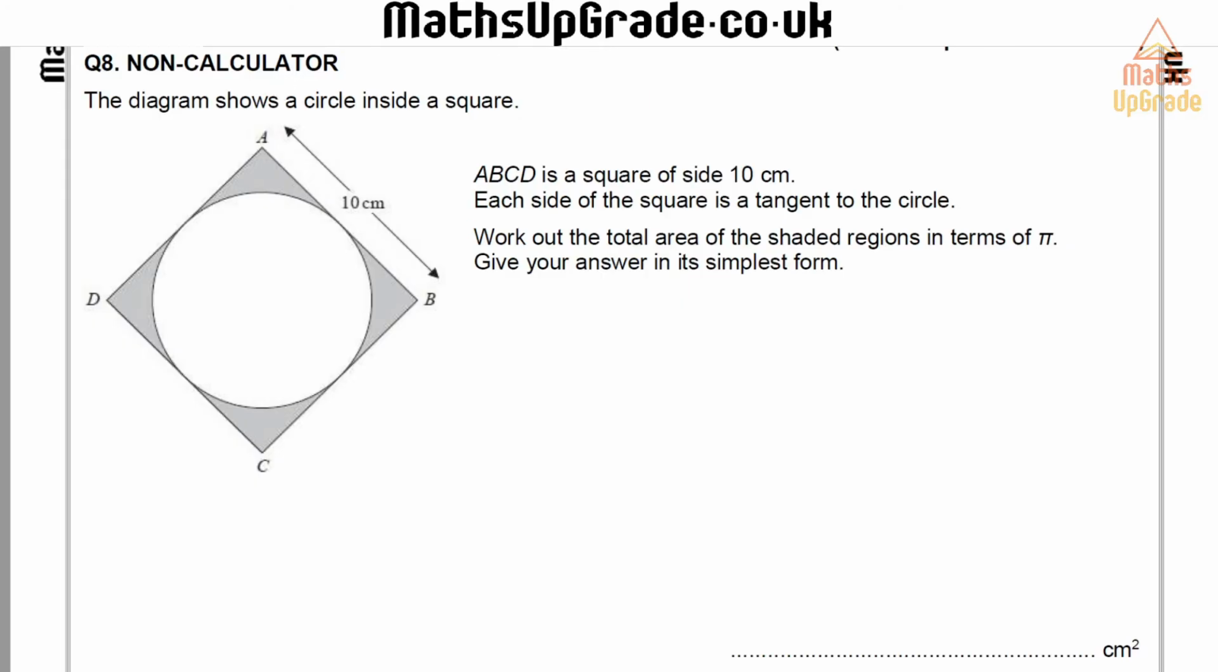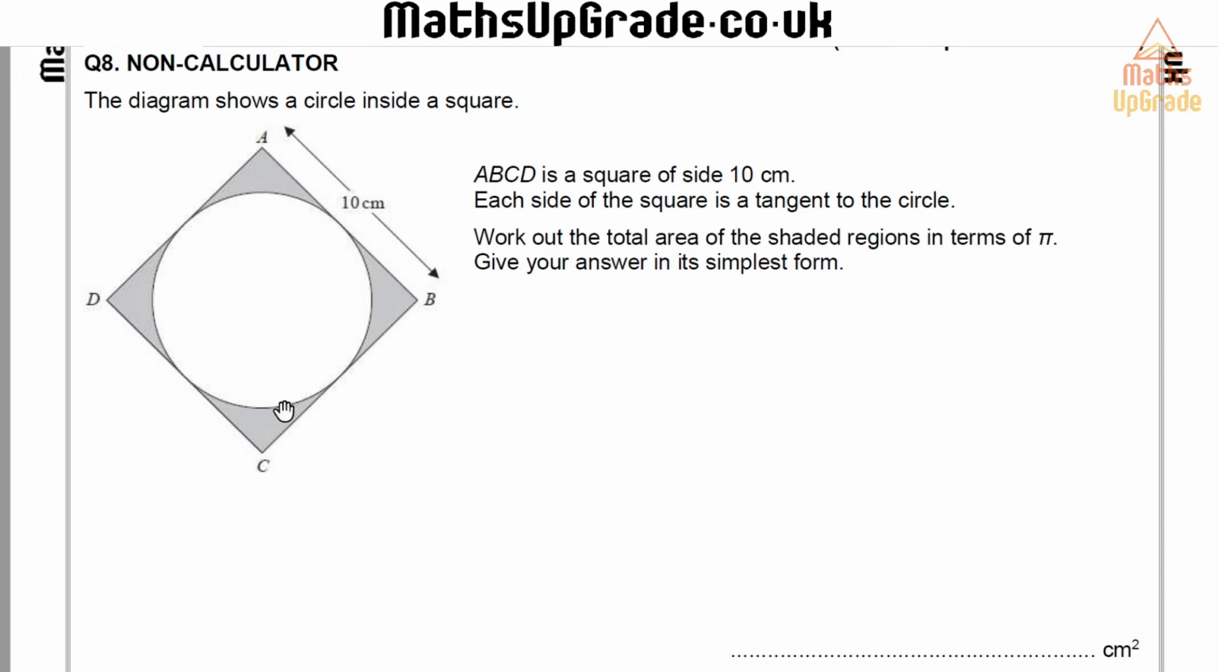Question 8. I'm given a circle inside a square. So this is a square, even though it's slightly diagonal, it is still a square. It's got a side of 10 centimeters. Each side of the square is a tangent to the circle. So what that means is this side of the square here is just touching the edge of the circle at just one point. Similarly all the way around. Work out the total area of the shaded regions in terms of pi. Give your answer in its simplest form. I'm asked to work out the total area in terms of pi because it's a non-calculator question. So you need to find the total area of the shaded regions, which are these 4 sections here.